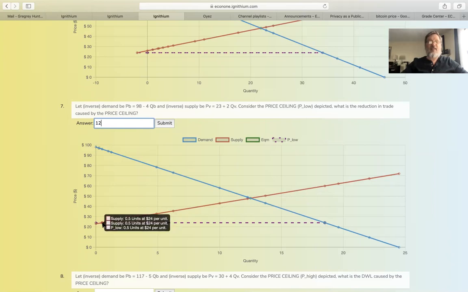Yeah, quantity. Okay, that makes more sense. I think I overthought that one then. Yeah, because if you think about it, that should make sense: absent the price ceiling, they would be trading the equilibrium quantity, right? Yeah. And then because there's a price ceiling, they only end up trading 1/2 unit. So the reduction is, in this case, pretty easy, from 12.5 to 1/2. That's a reduction of 12.